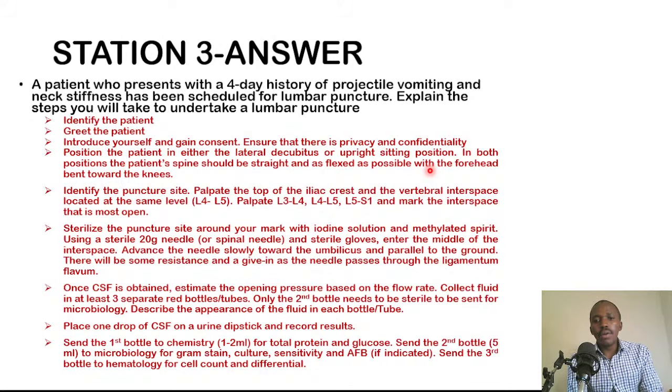And of course, one bottle is going to be going to microbiology for gram staining, for culture sensitivity, as well as for acid-fast bacilli. The other one is actually going to be going for hematology, where you're going to be sending it for a cell count and a differential.